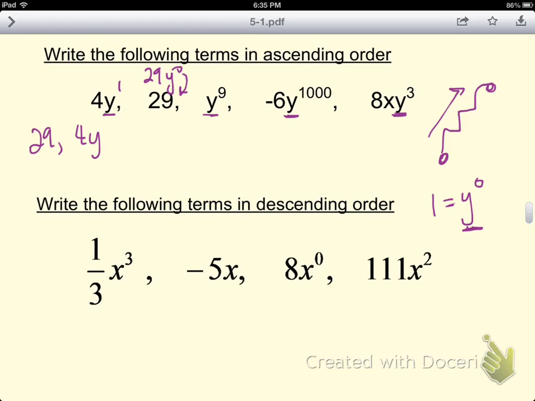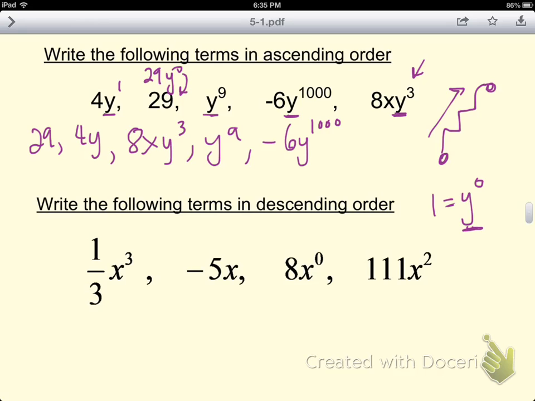Notice I don't write y to the 1 or 29y to the 0. I'm just going to keep that in my head as I go through this, but I don't have to rewrite it in that form. I just wrote it here in that form so that you can see why I'm writing it first. And then this is 8y to the 3rd, then y to the 9th, and then negative 6y to the 1000th.